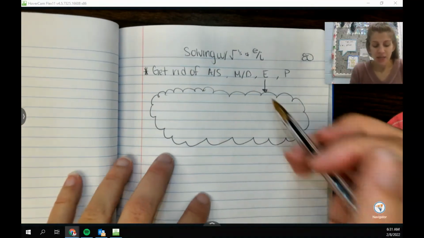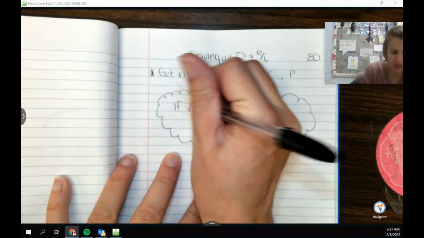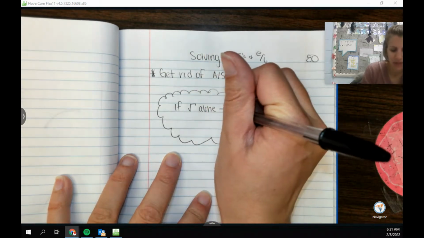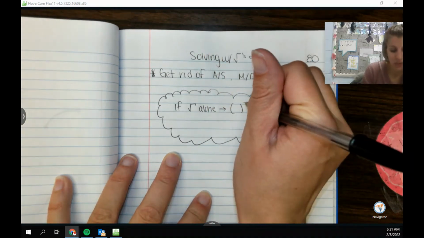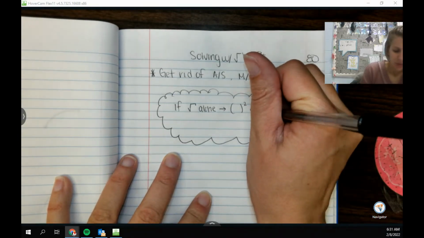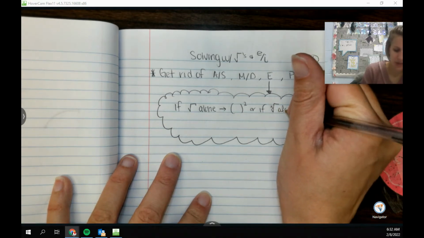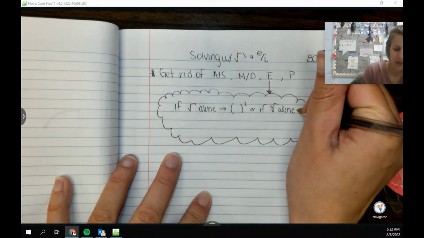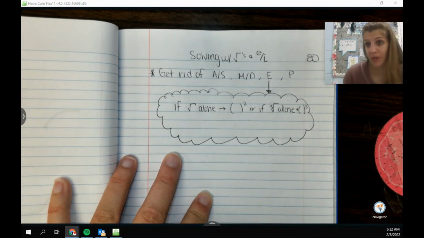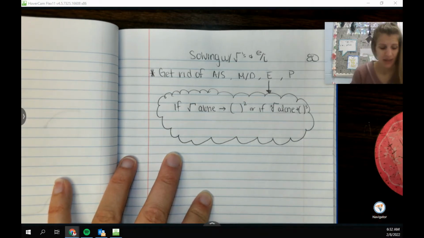Okay. And so if there is a square root alone, to get rid of it, we're going to square both sides. Or if there's a cube root alone, we will cube both sides. Or if there's a fourth root, then we'll fourth both sides, and so on and so forth. I think that makes sense.